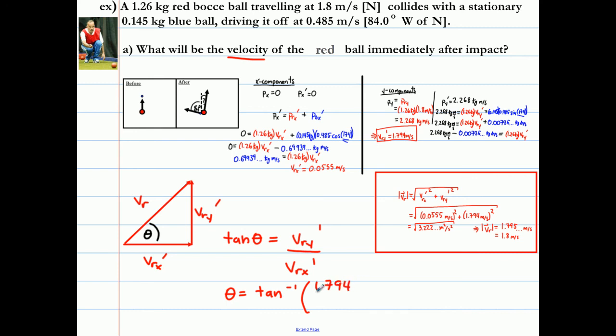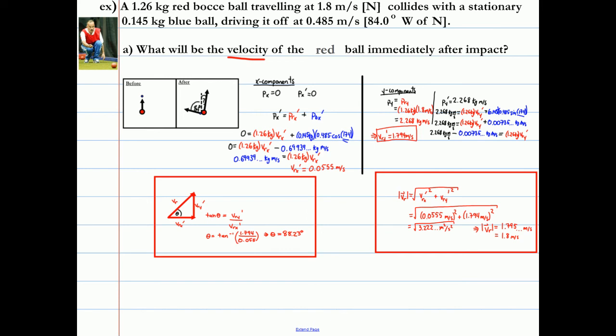So from what we found before, 1.794 divided by about 0.055. I've got these values stored in my calculator, so anyway, we get theta is about 88.23 degrees. Right, shrink that away.